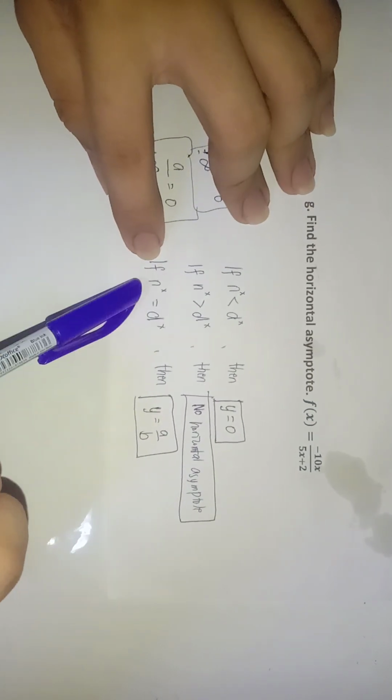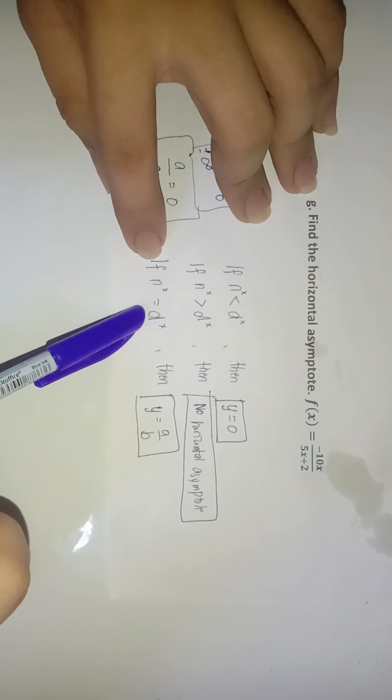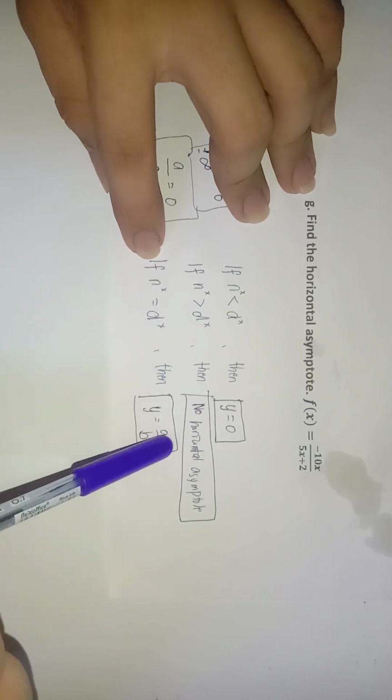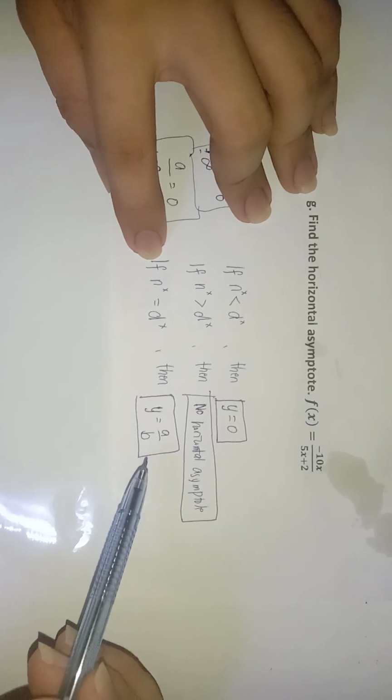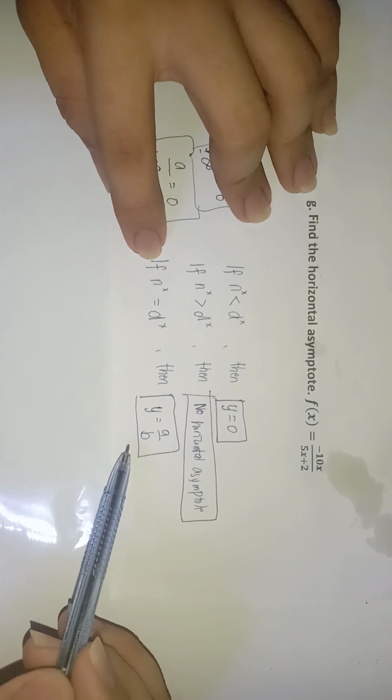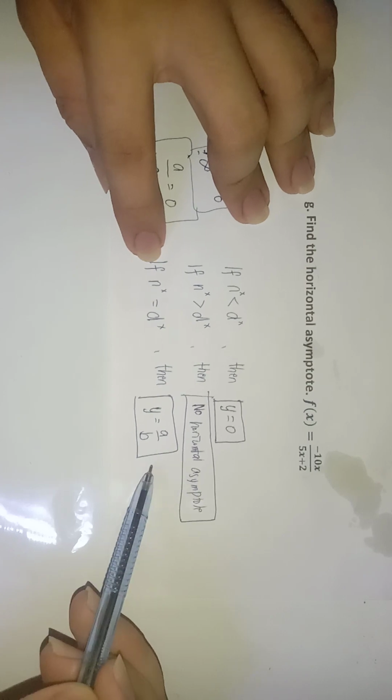Paano naman pag magkakapareho yung degree ng numerator and denominator? Then your y is equal to a over b, na kung saan yung a and b are leading coefficients ng ating function. Okay, and this is your horizontal asymptote.